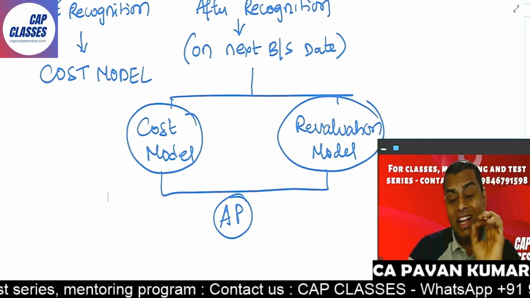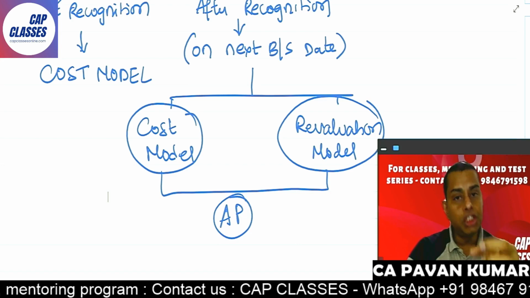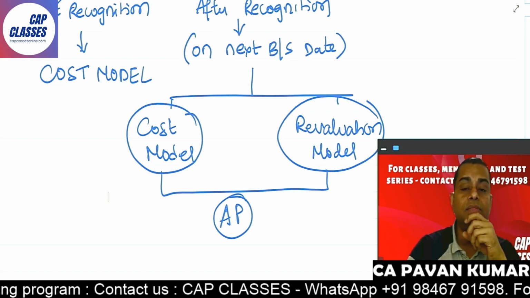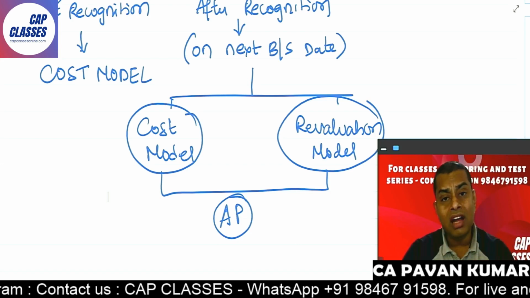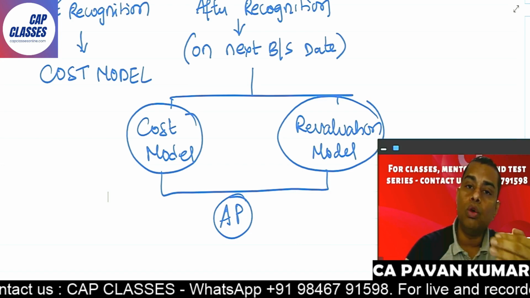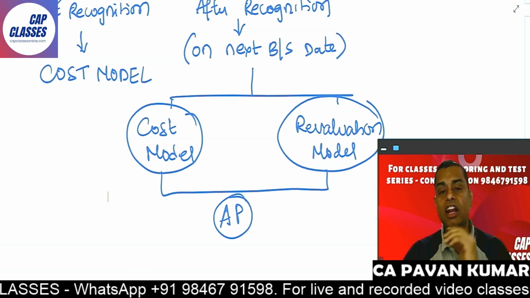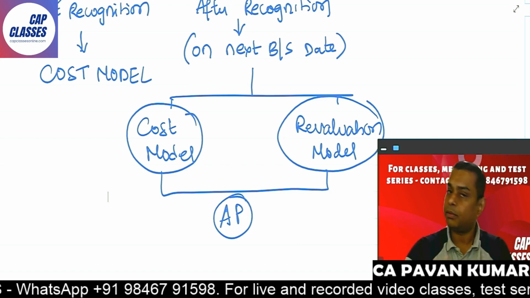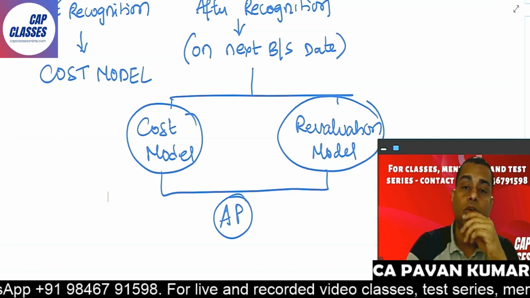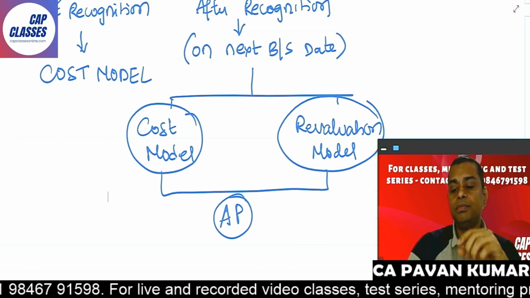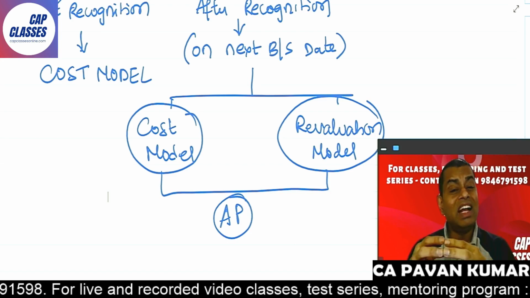So practically, once you make a decision that I'll follow cost model for this particular asset, that is all till the end. You have to follow only cost model. If you say, Pavan sir, I follow revaluation model in case of this asset, till the end you need to follow revaluation model only. And another thing is, same class of assets.